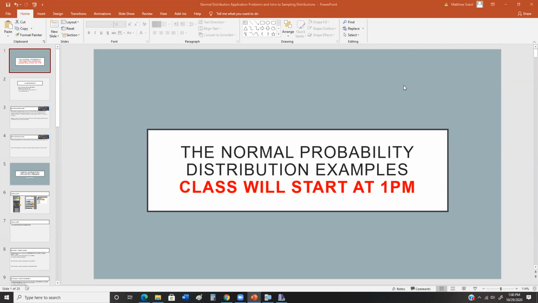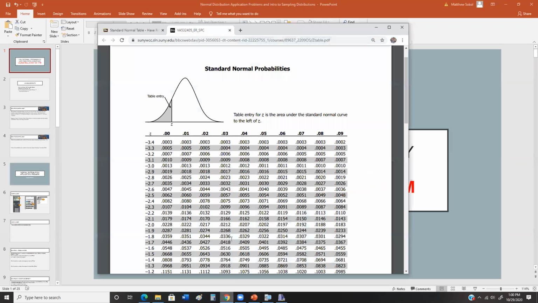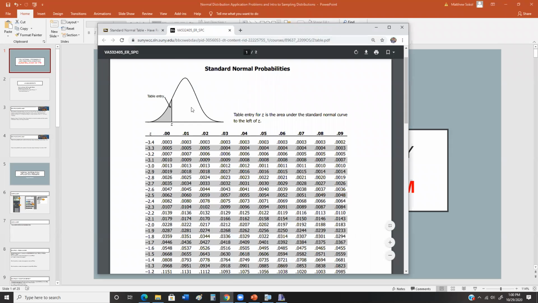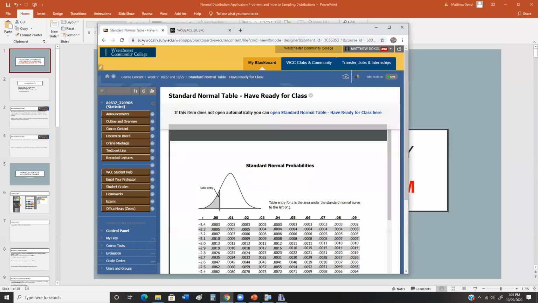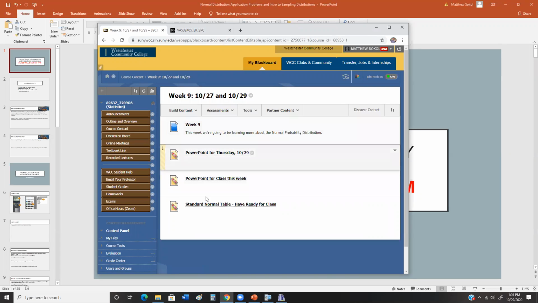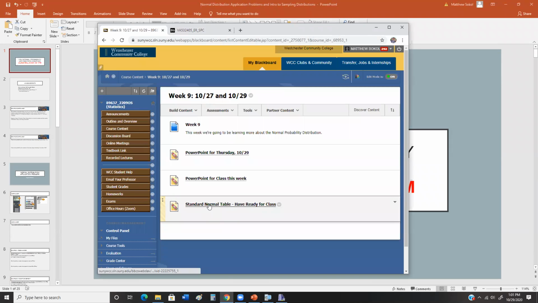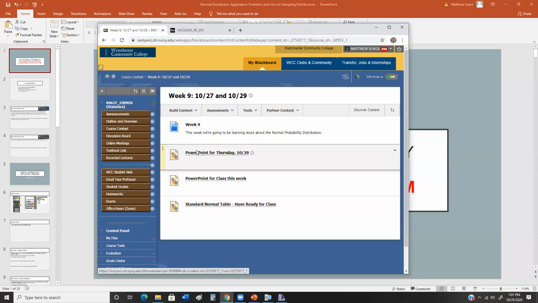All right, so for today's class, I posted a PowerPoint to Blackboard last night to help us follow along. And to start class, make sure you have the standard normal table out. It's located under the week 9 tab. We're going to use it to start class. And then also here's the PowerPoint I'm going to use.